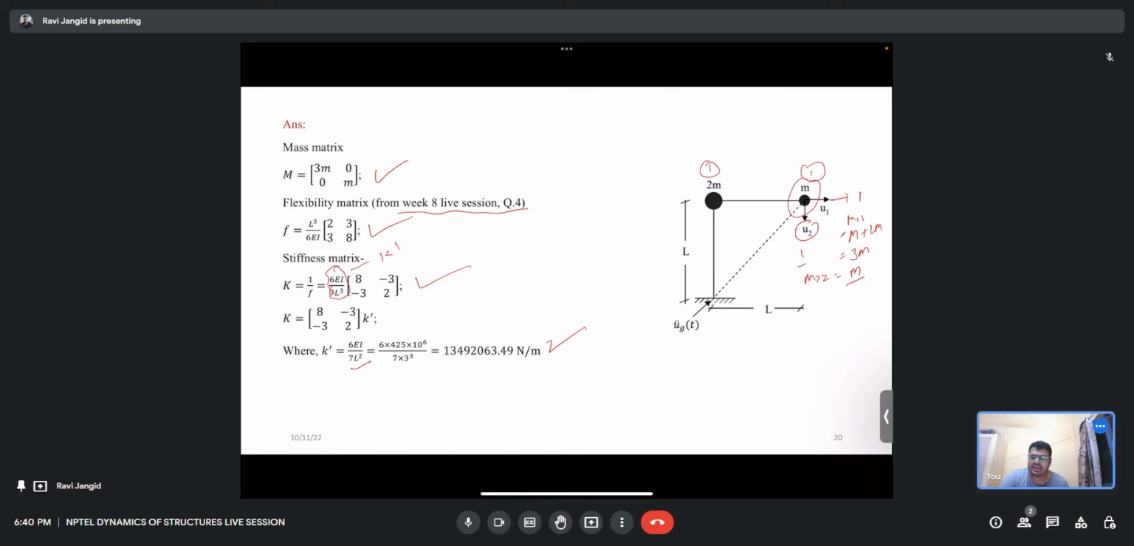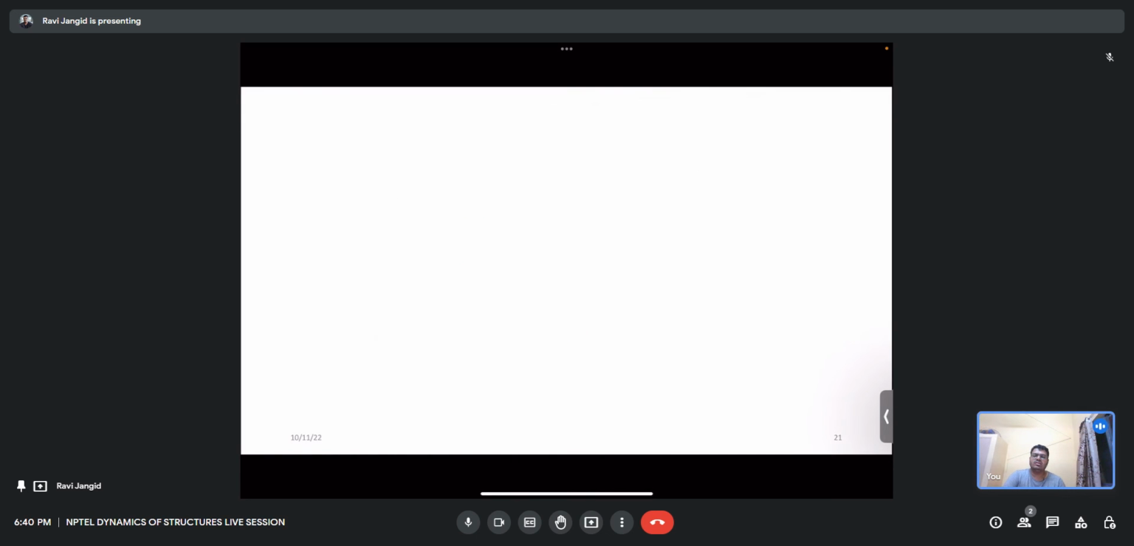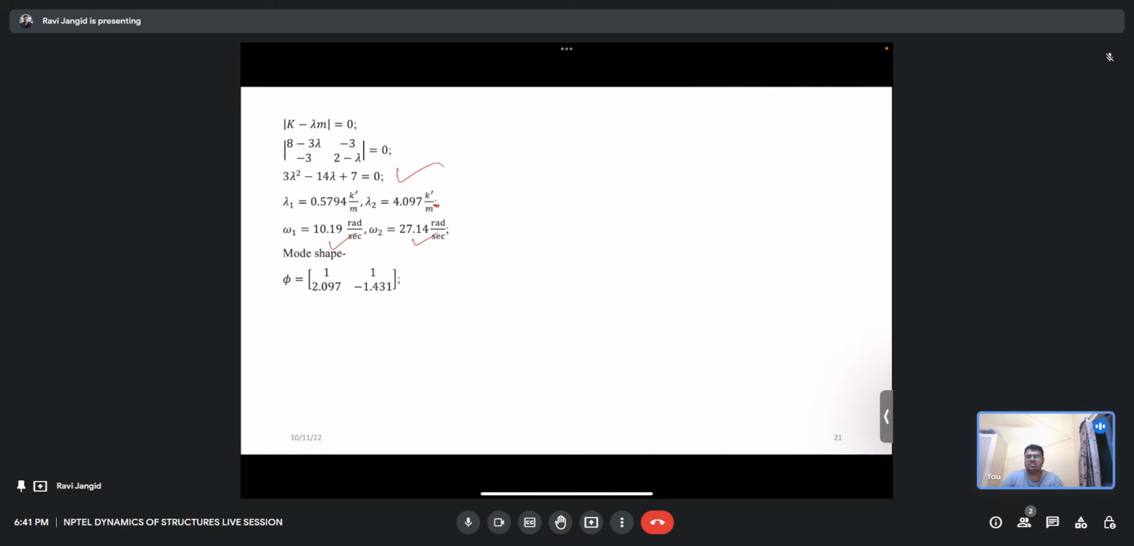So from this k and m, I can calculate the eigenvalues and the eigenvectors. So that is coming out to be this one. From this equation I got the eigenvector, and if I solve for the eigenvalues, I get lambda 1 equal to 0.57 k dash by m, and lambda 2 equal to 4.07 k dash by m. Okay, so omega 1 is 10.19, and omega 2 is 27.14 radian per second. Using this I can also find the mode shapes, 1, 2.0971 and 1, -1.431. Using this, we can also find the time period.